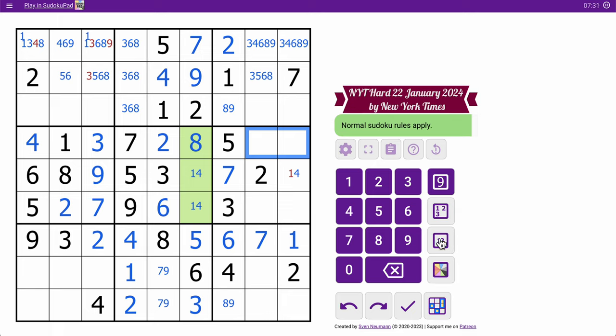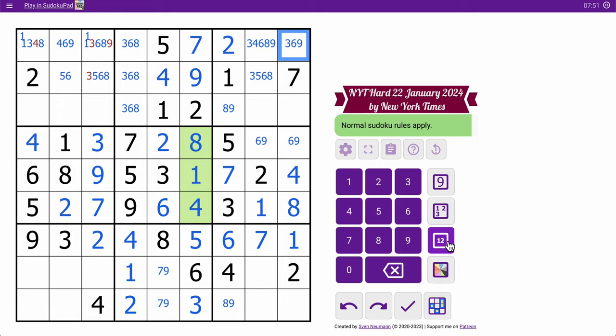6 and 9. Nothing else is looking at it. This has a 1 looking at it, so that's a 4, which makes 1, 4. Okay, these two are 1 and 8, and this has a 1 looking at it. Okay, that's not 4 or 8.